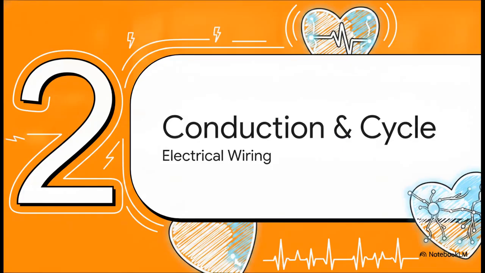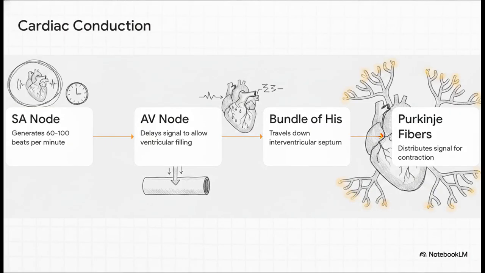Section 2, Conduction and the cardiac cycle. Let's shift from the physical pump over to the electrical wiring that drives it. Unlike skeletal muscle, cardiac muscle actually has myogenic activity. That means it generates its own beat, entirely independent of the brain. The signal spreads super fast via intercalated discs and gap junctions. Now, the autonomic nervous system, like parasympathetic vagal stimulation, can slow the rate down, but the impulse itself starts at the SA node, pacing you at about 60 to 100 beats per minute.